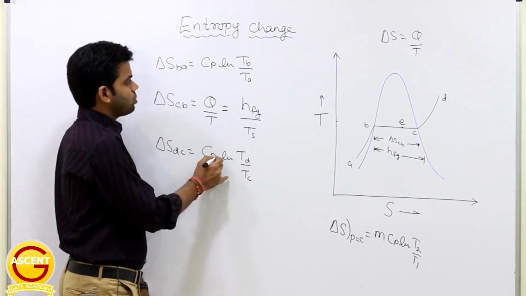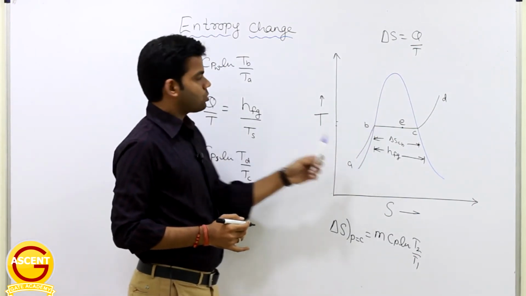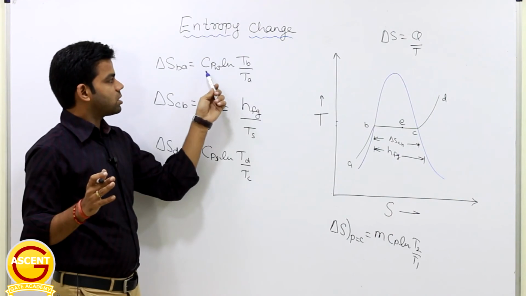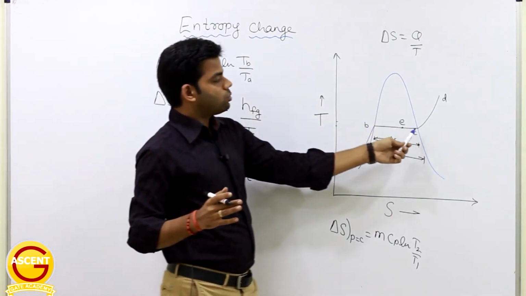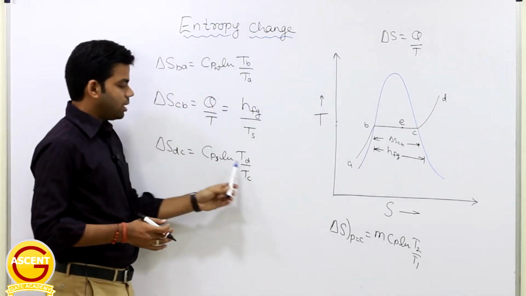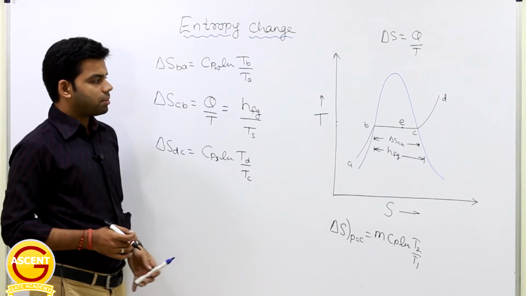So don't get confused. Here, this was Cp of water because this was in the water phase. So here we will use Cp of water, not for air, not for gas. This is for the Cp of water. And here we will use the Cp of superheated steam, Cp of steam ln of Td by Tc. Okay, so this is how we can calculate the change in entropy at various points.